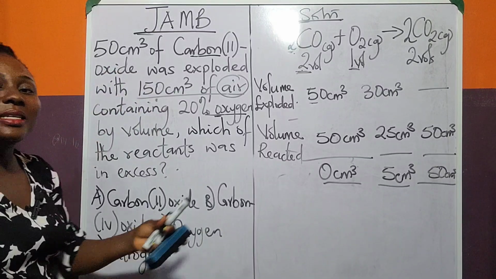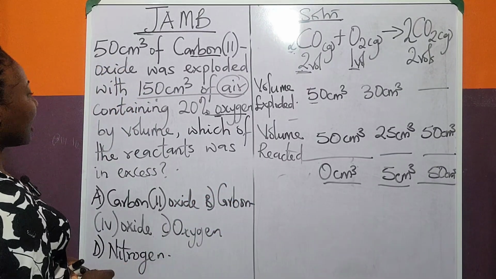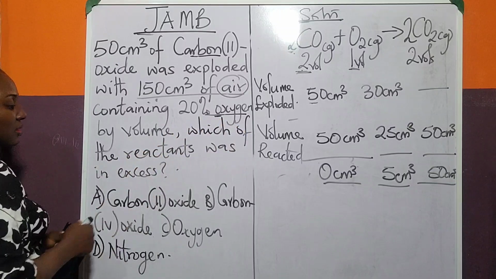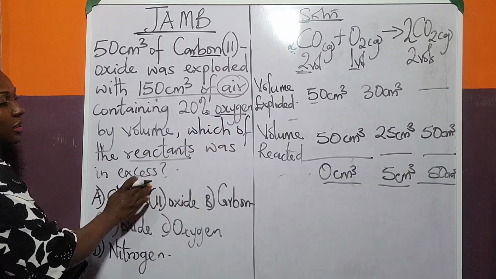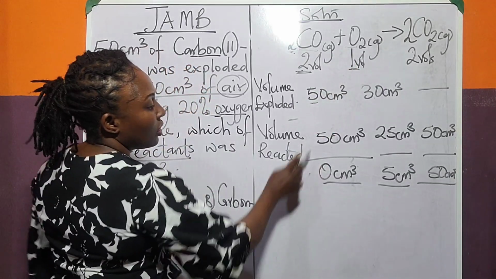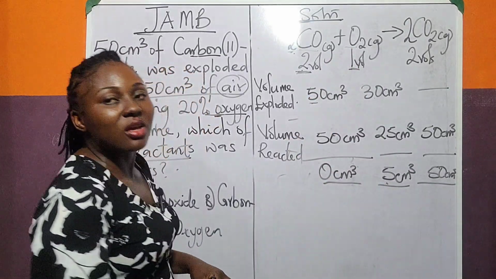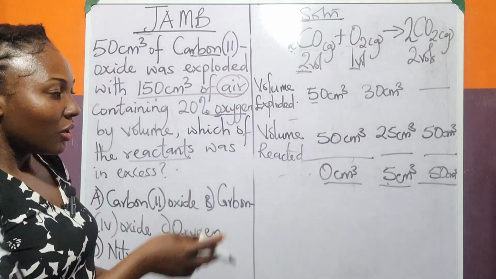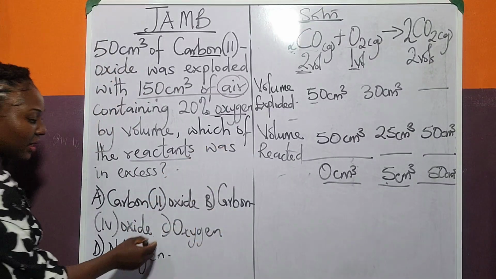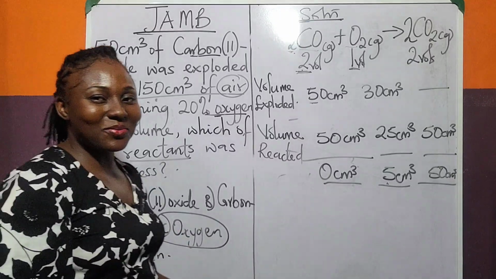Now, after this, let me go back to the question and know what they are demanding. They said, which of the reactants was in excess? I have 2 reactants, carbon(II) oxide and oxygen. So it means oxygen was in excess. We have 5 cm³ excess of oxygen. So from there, my answer is clear. Oxygen is the answer. Very simple, right?